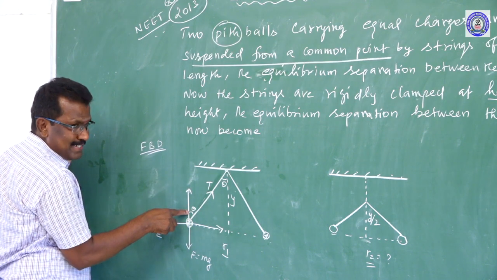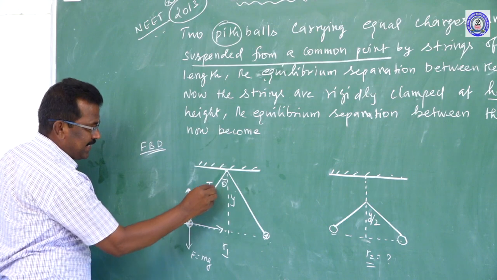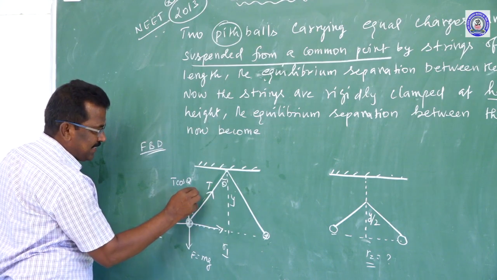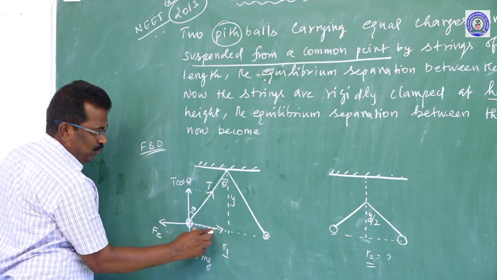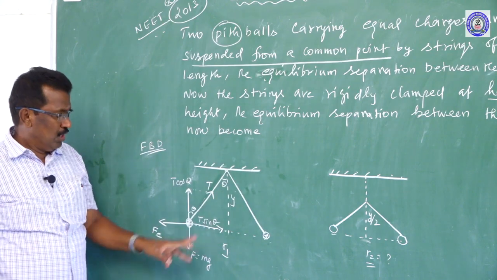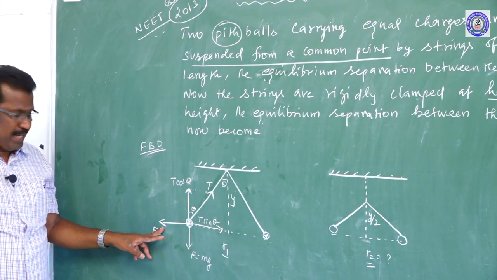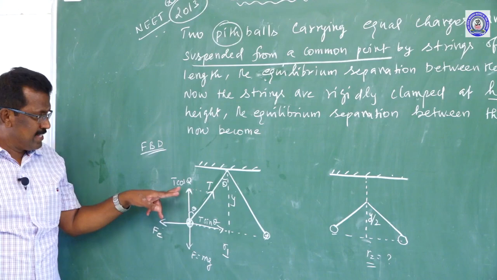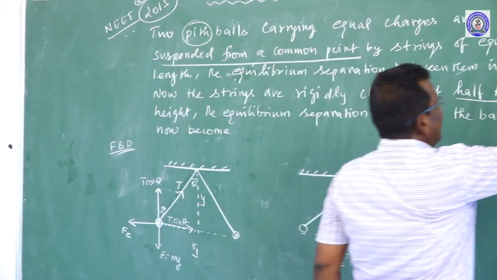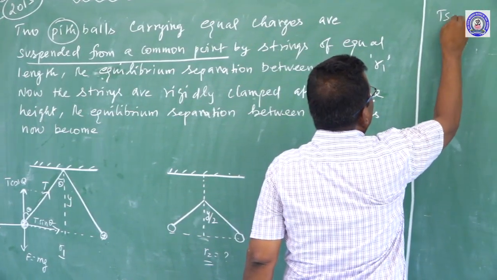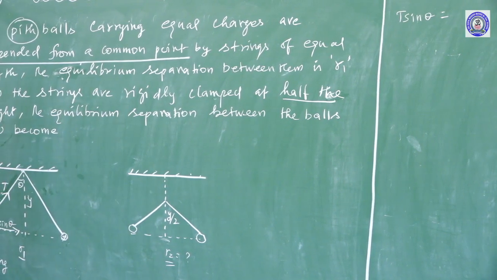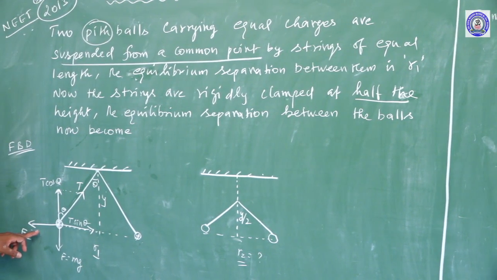Theta, this is the adjacent side. If it is the adjacent side, it is tension T cos theta. This is the opposite, the opposite is also opposite. So T sin theta. So T sin theta and Fe are in equilibrium. Mg is equal to T cos theta, equilibrium. So T sin theta along the positive x-axis is equal to Fe acting in the opposite direction on the x-axis.